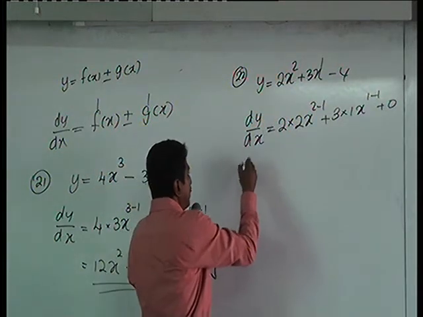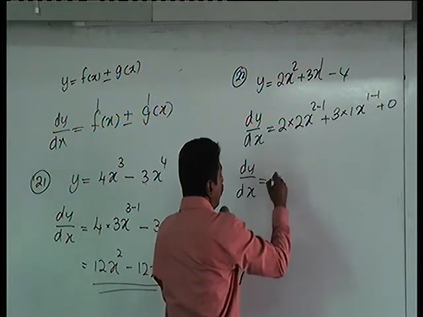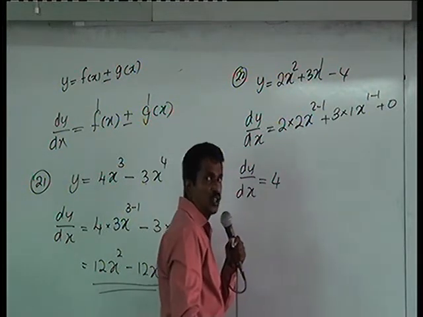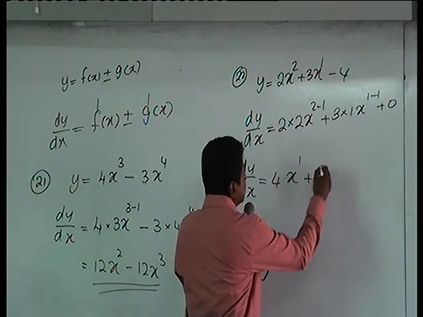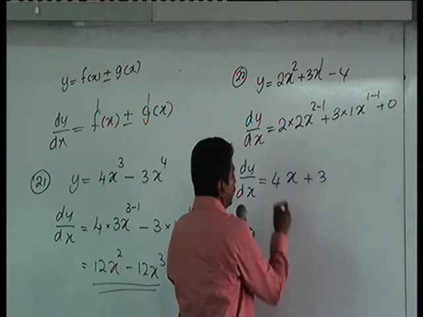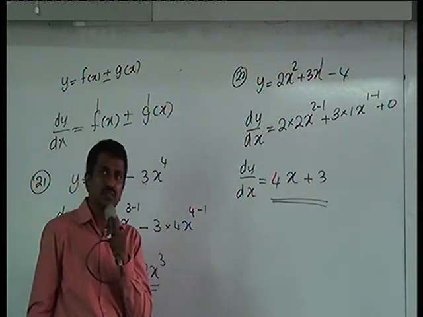So dy by dx is equal to 2 into 2, 4, x to the power 2 minus 1, so that is x to the power 1, plus 3. You don't need to put the 1. So that is the answer, 4x plus 3.